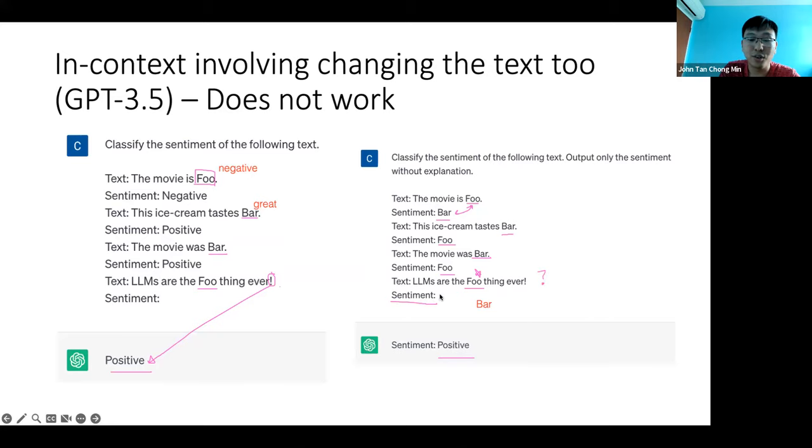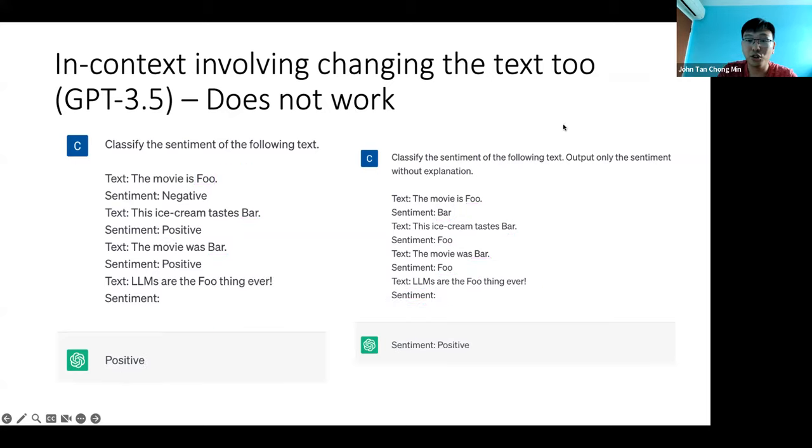Okay, so it just goes to this sentiment here, and then it tries to output the possible token for sentiment, which is positive or negative based on the typical distribution. So it just ignored that you need to output foo and bar. This is just an example to show that if we were to change the tokens randomly, you may not get it to work because it disrupts the semantic meaning here.